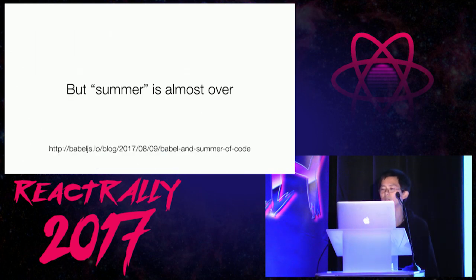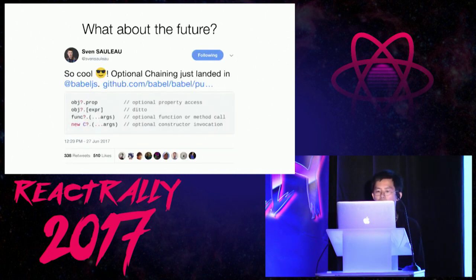But the summer, it's almost over. What happens when it's over and then Paige can't work on it anymore? What happens for all the other syntax features that we want to do? What about the future?